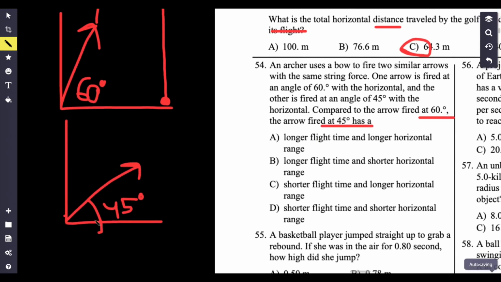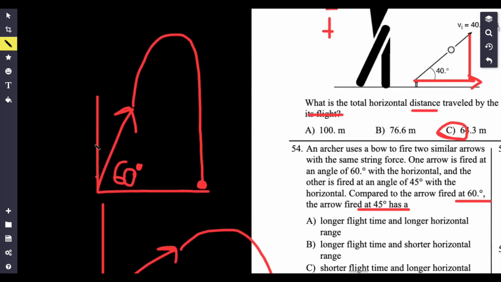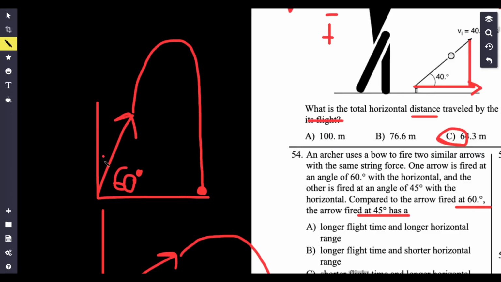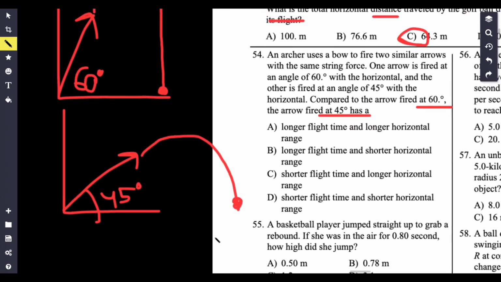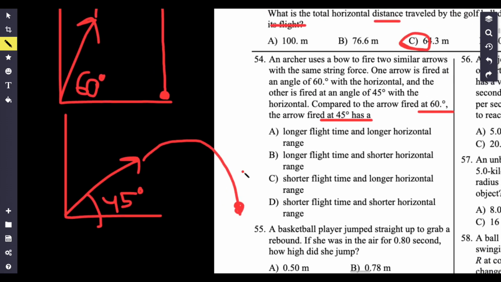Well, the arrow fired at 45 degrees might go a little bit further, but it's not going to get as high. So if the angle is closer to 0, pointed more towards the ground, it's probably going to cover more distance, but it's not going to reach a really high peak. Meanwhile, if you shoot the arrow all the way up at 90 degrees, that's going to get the maximum height, but not the maximum range. So compared to the arrow fired at 60, the arrow fired at 45 is probably going to have a shorter flight time because it's not going to get as high, but there's going to be a longer range. So number 54 would be C, which lines up with what I said.